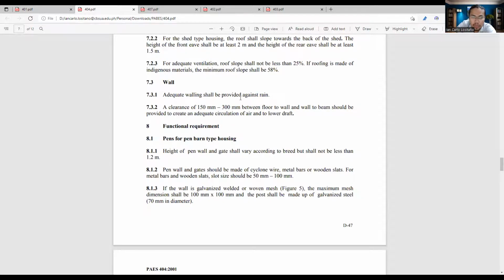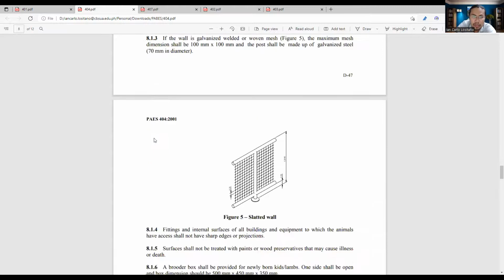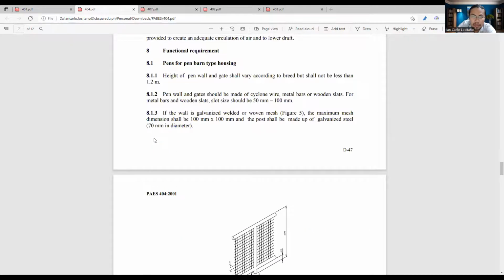Adequate walling shall be provided against rain, and a clearance of 150 to 200 millimeters between floor to wall and wall to beam should be provided. This is recommendatory. For functional requirements, you have the different parts, pens for pen barn type housing, and the various mandatory requirements are provided. Height of pen wall and gate shall vary according to breed, but shall not be less than 1.2 meters.